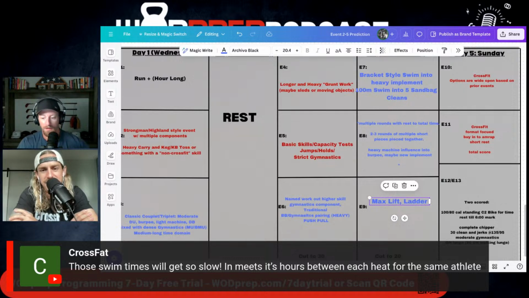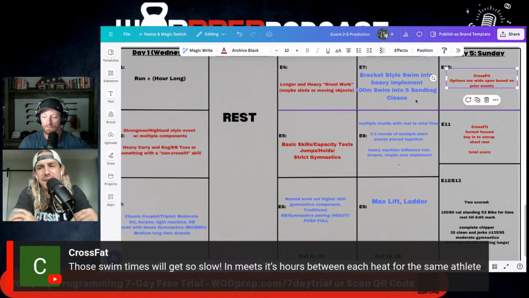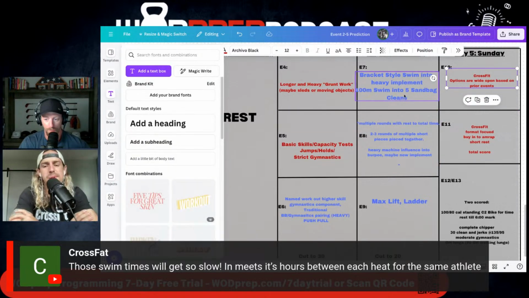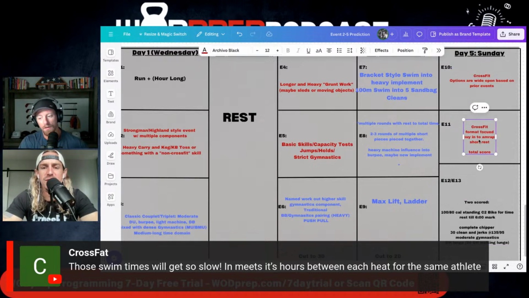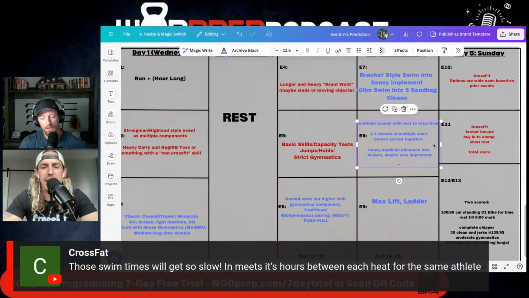All right, so then Sunday, back to CrossFit. Options are wide open. Another pure CrossFit event with a buy-in, or what do we say here? I feel like we might have combined some of this. We had put intervals there, but we had used intervals the day before. So we can still have a different format. It just has to differ from Saturday's second event.